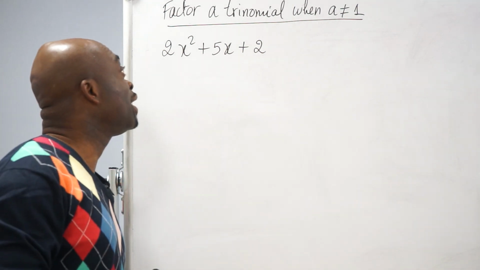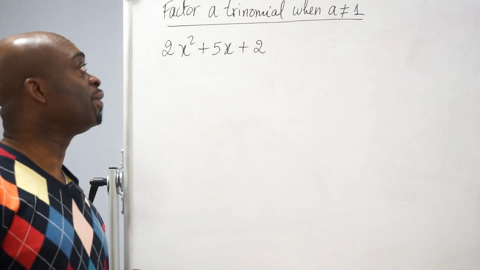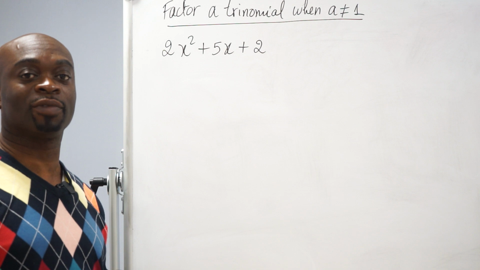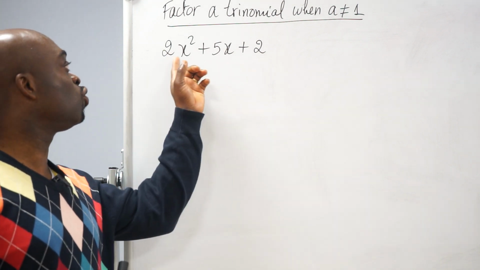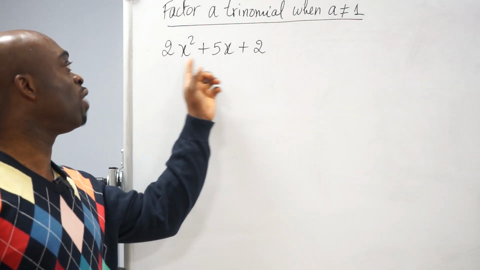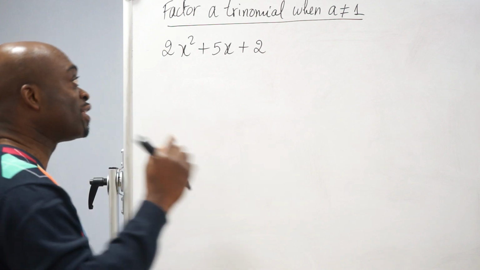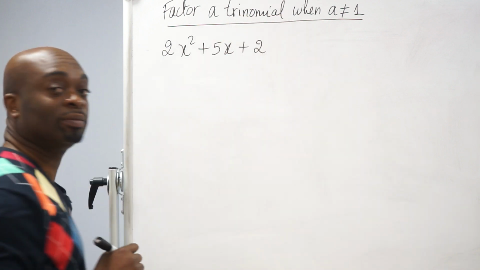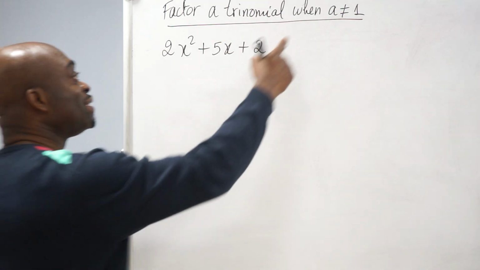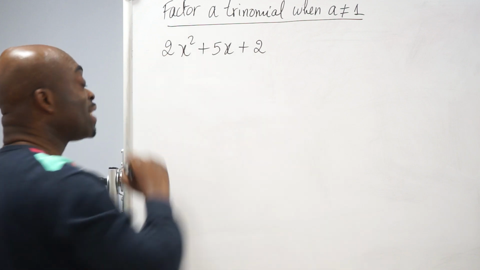Guys, we're talking about factoring a trinomial here when a is not equal to 1. Okay? So trinomial, we have 2x squared plus 5x plus 2, which is 1, 2, 3 terms. That's the reason why we call it a trinomial. And then we're saying a is not equal to 1 because a in this case equals 2.